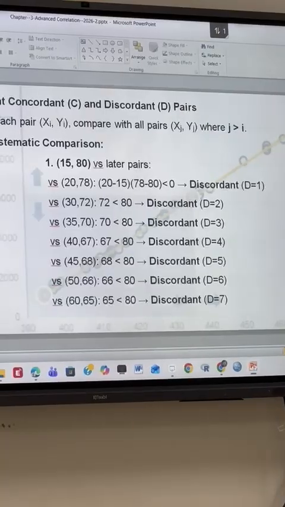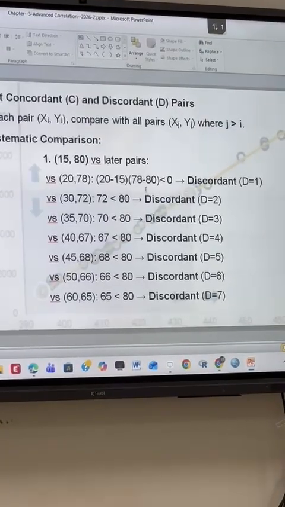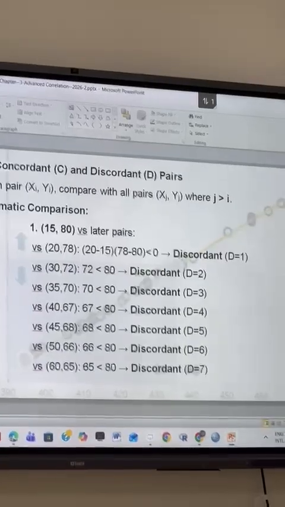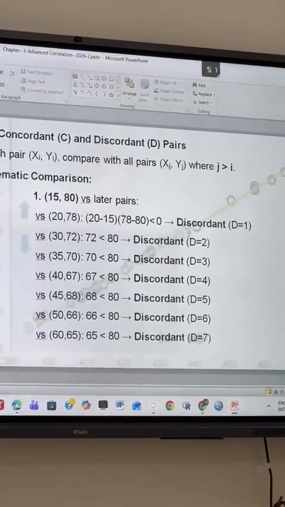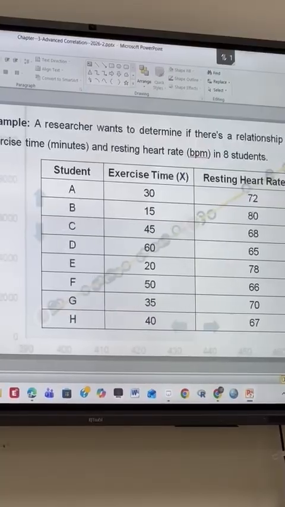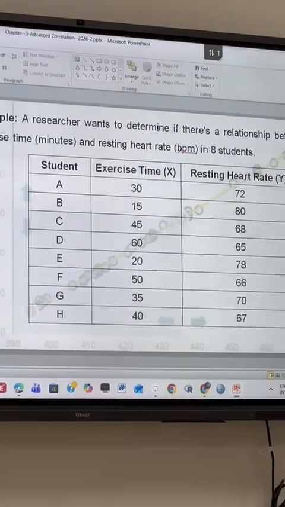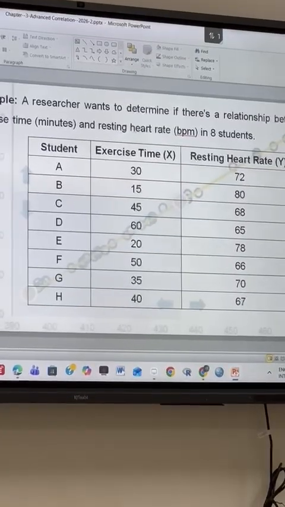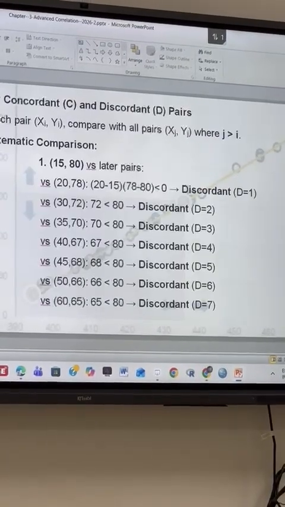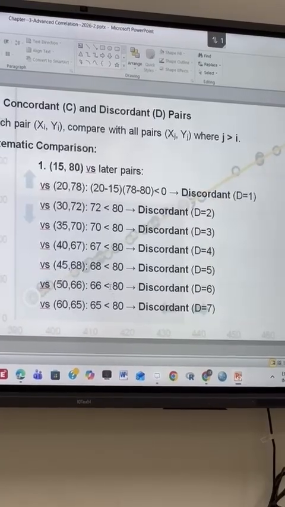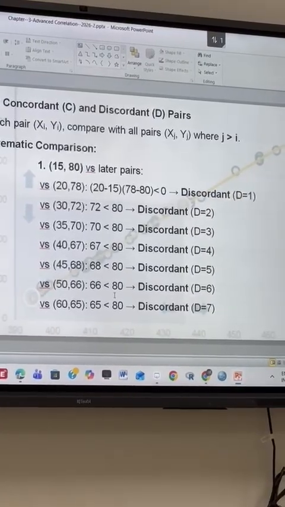First, this is your question. What is the null hypothesis? Okay. How many concordant pairs are there here? You count here. Do you know how to find out the concordant or discordant pairs?